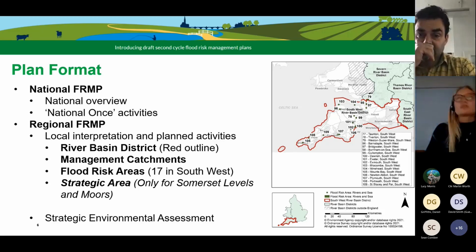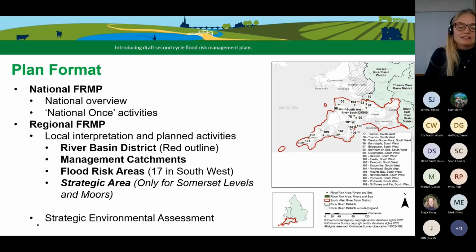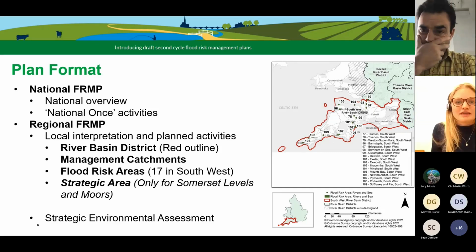But then below that, the lights have just gone in here. Below that, you've got your regional flood risk management plans. So for us, we've got a Southwest flood risk management plan, and that's where the measures associated to the Tamar would sit. So in there, you've got your river basin district measures. Those are measures that are associated to the whole of the Southwest. That can be all the way up to the Bristol area and Dorset area, and you can see that in that red outline that we've got.